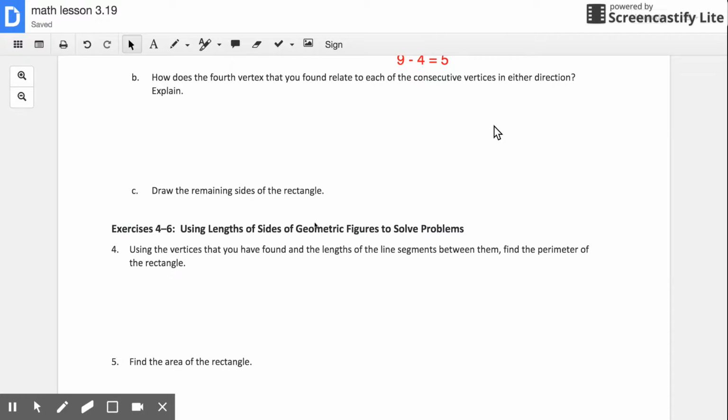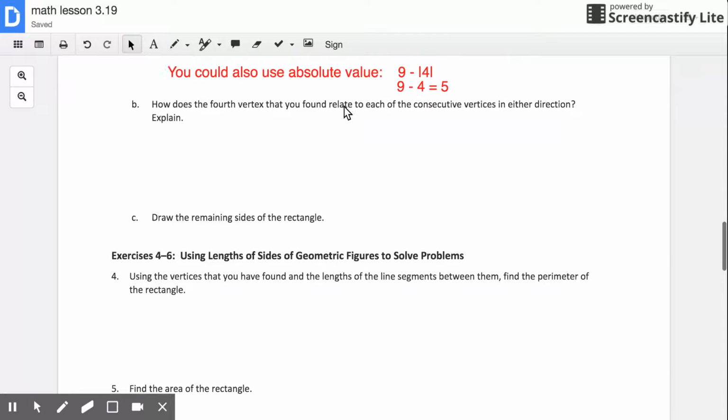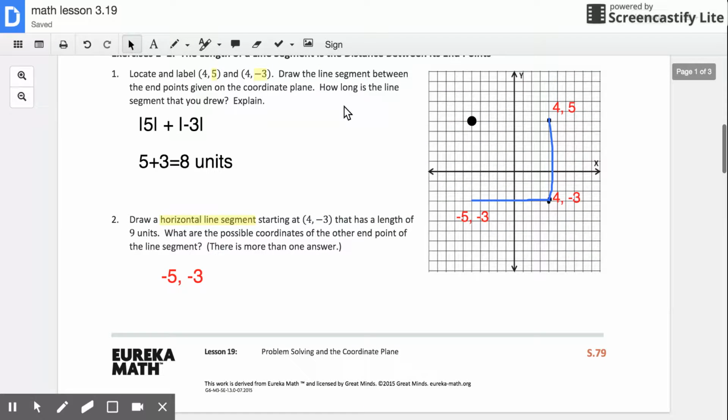Next, we need to explain how that fourth vertex, that fourth corner, relates to each of the other vertices or corners in either direction. So really what we're explaining is that when you add in the ordered pair or the location of this coordinate, once we have it labeled, we can see that it has a 5 as the y coordinate because it's on the same axis as this one. So it's just asking how do they relate?